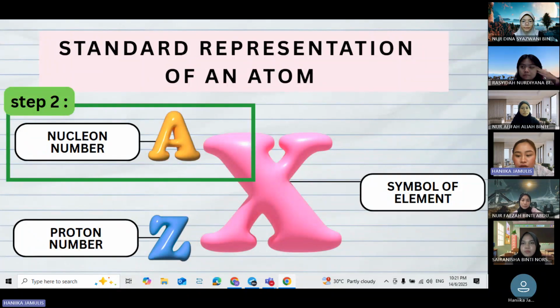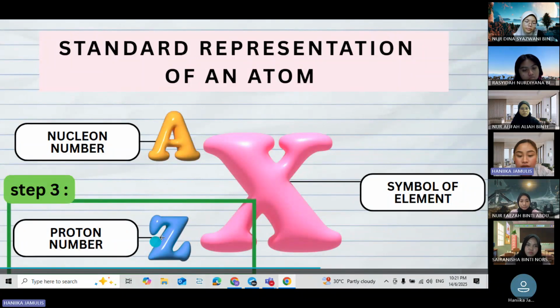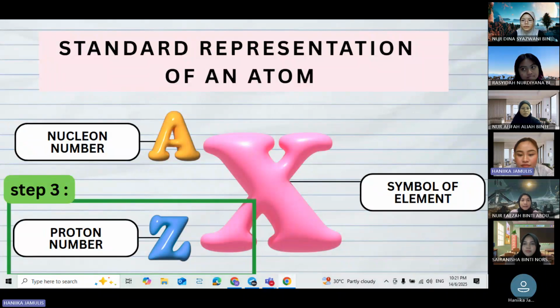And lastly, for the third step, we will write the proton number at the bottom left of the symbol. Do you understand, class? Yes. Okay, good. Does anyone have a question? No, teacher. Okay, that's very good, everyone.